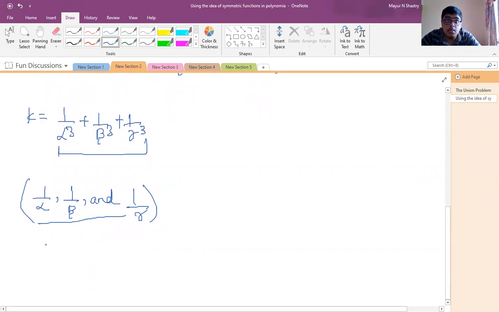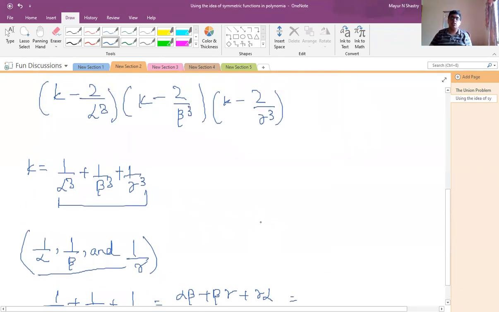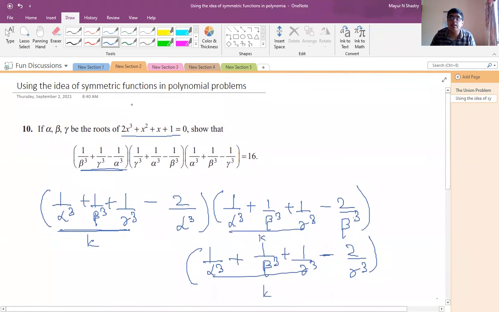Now let us calculate the sum of the roots. The sum of the roots is just 1 by alpha plus 1 by beta plus 1 by gamma. That equals alpha beta plus beta gamma plus gamma alpha by alpha beta gamma. So what is that? Let's go back and see. Alpha beta plus beta gamma plus gamma alpha, using Vieta's relations, it's 1 by 2, right?